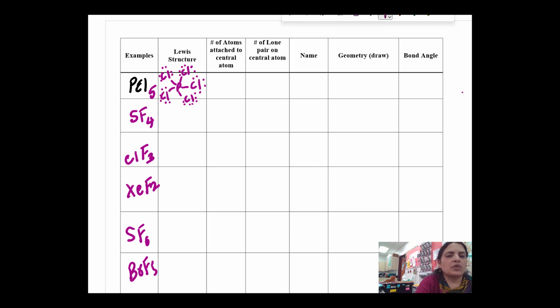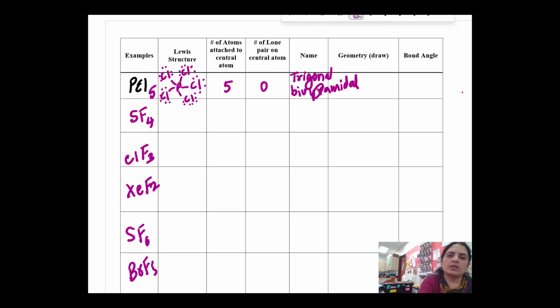Phosphorus is the central atom, which is connected to 5 chlorine atoms here. There is no lone pair on phosphorus. There are lone pairs on chlorine, but that doesn't matter for our molecular geometry. Only lone pairs on the central atom matter, and here phosphorus doesn't have any. So this gives a molecular shape which is called trigonal bipyramidal.